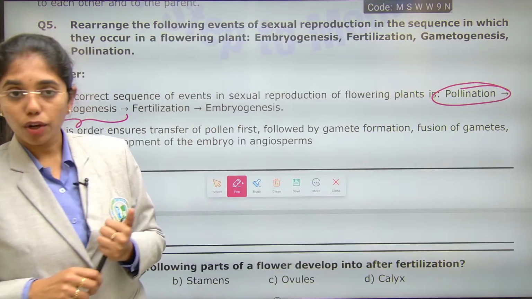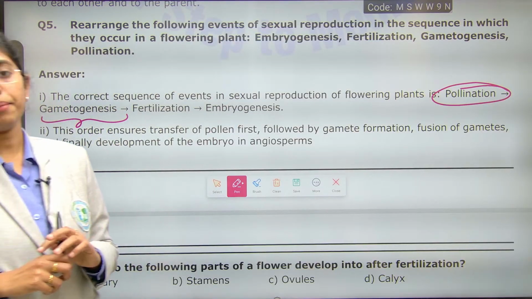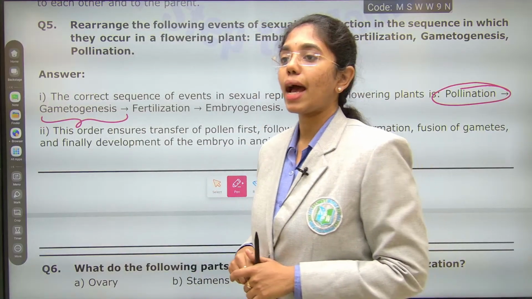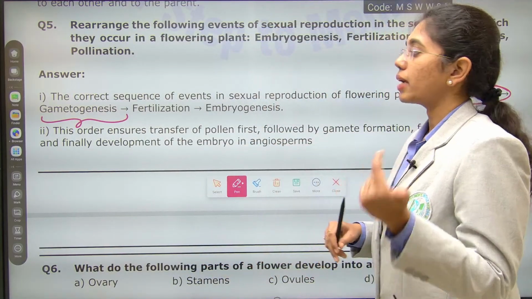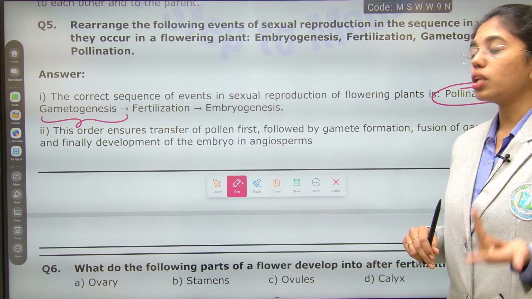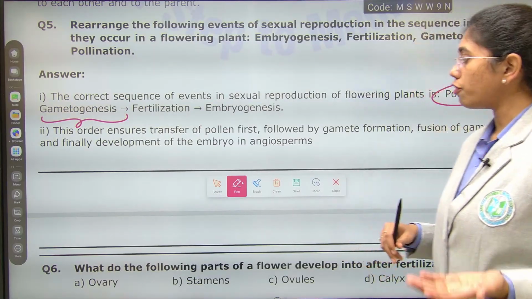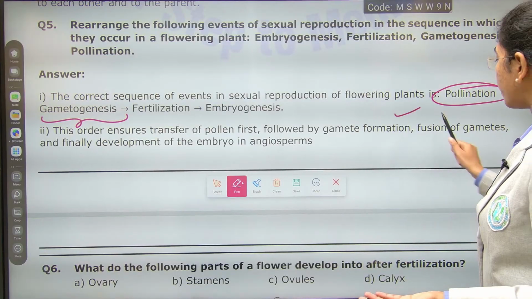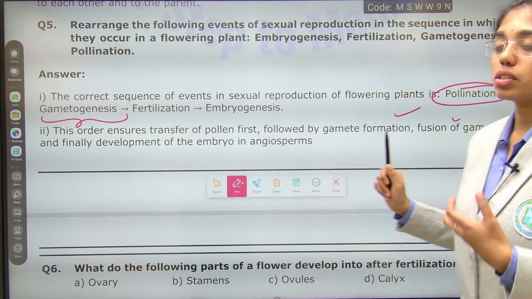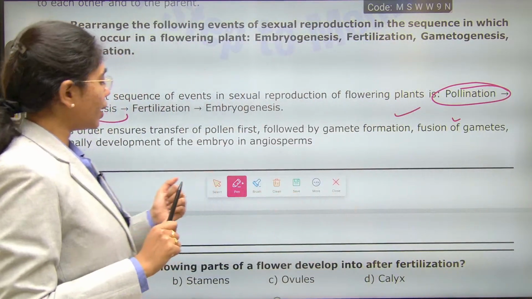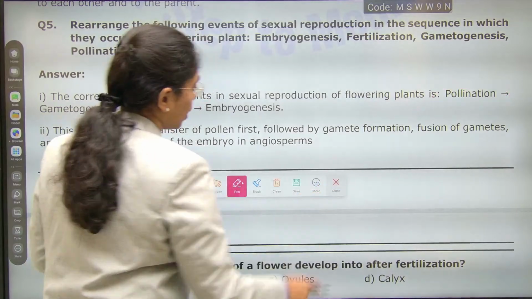and then zygote formation, followed by the embryo. The sequence will be as follows: pollination, then gametogenesis, fertilization and embryogenesis. This order will ensure the transfer of pollen, followed by gamete formation, fusion of gametes, zygote formation and then development of the embryo. Clear till here? Any doubt anywhere?